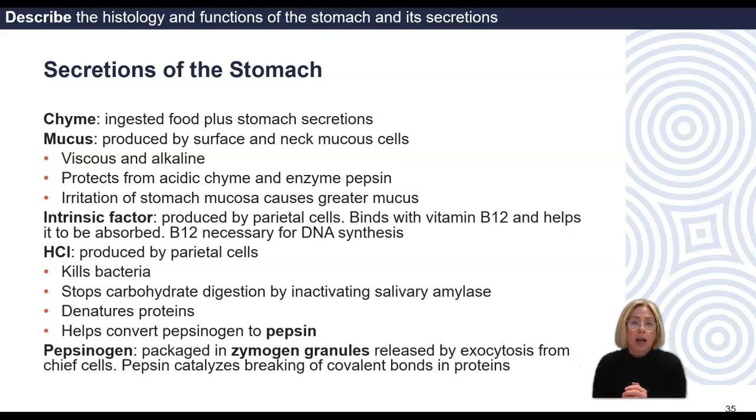Pepsinogen is packaged in zymogen granules, which are like this inactive form of the pepsin, and they're released by exocytosis from the chief cells, and pepsin then catalyzes the breaking of covalent bonds in protein. And so this results then in proteins being broken down into smaller peptides, and then further digestion of those peptides will occur further down in the small intestine.